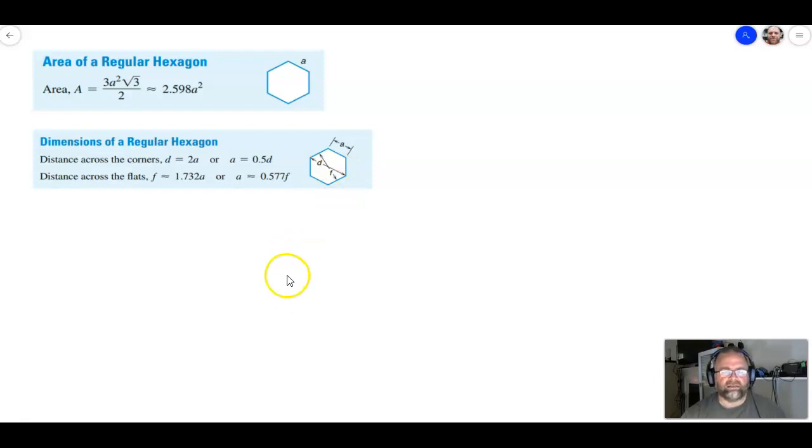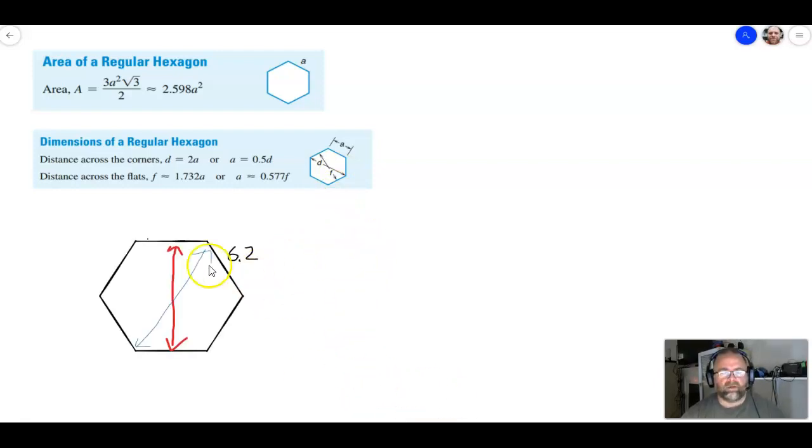So let's go ahead and take a look at an example. All right, so let's say we are given a regular hexagon with a side length of 6.2, and we wanted to find the area, the distance of the flat, and the distance of the diagonal. And how would we do that? So if you want to go ahead and give this a try to find all three of those measures, go ahead and pause the video now, and then when you're ready, go ahead and unpause it.